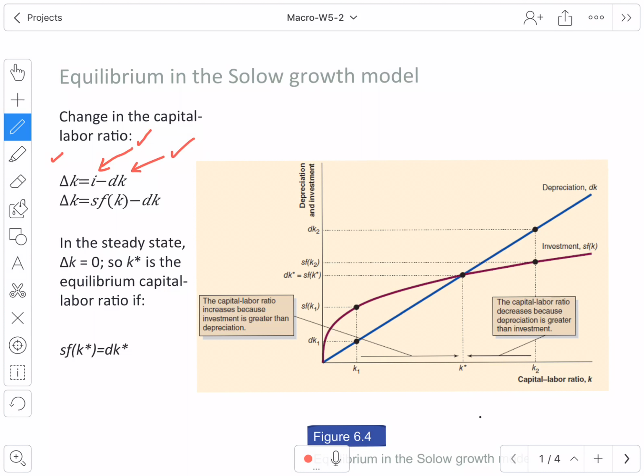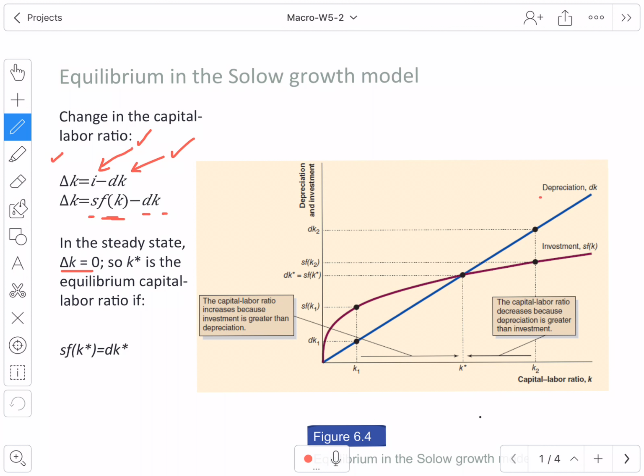As I wrote to you in the previous video, we said that we can always write investment as the saving ratio multiplied times the function of k, which is also y. So you can write it as a small s times f(k) or a small s times y, minus the depreciation ratio multiplied times the capital to output ratio. So in the steady state, as I said, the change in capital is equal to 0. So it's easy to see that on the graph.